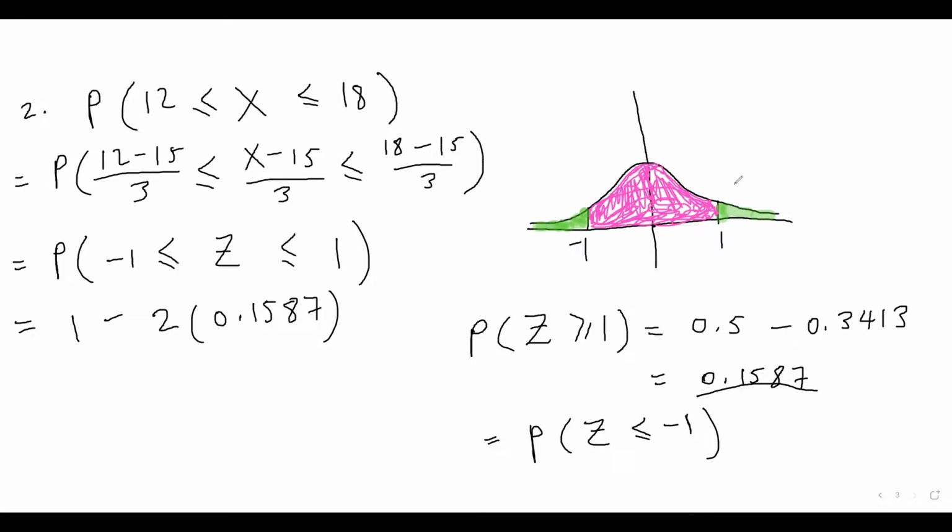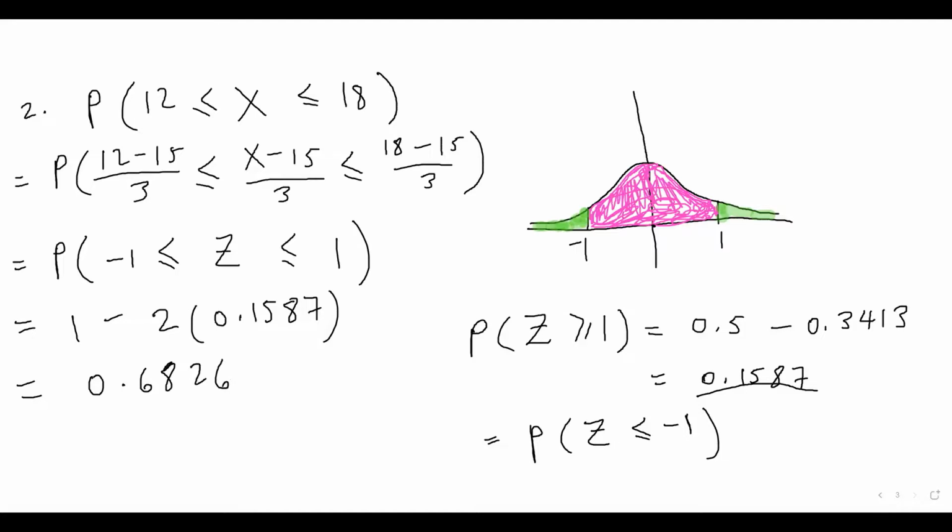We get 2 times 0.1587 because of symmetry, because the standard normal curve is symmetric about the vertical axis. So therefore, to find this probability that Z is between -1 and 1, we simply say 1 minus 2 times 0.1587, and that gives us 0.6826. Okay, so that's the answer for this one.